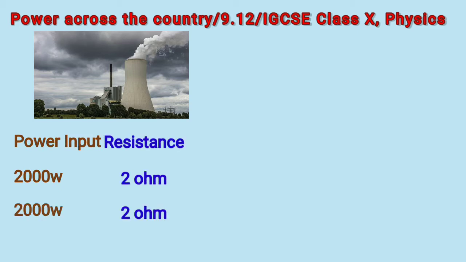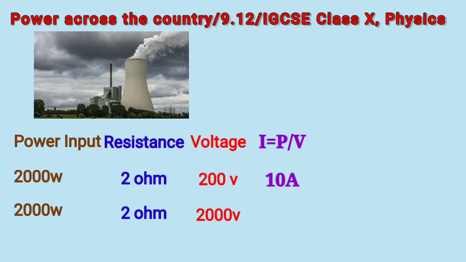Let's have a look at one example to see how power loss can be reduced. Let us have a look at two cables. Power input in both is 2000 watt. Resistance of both is 2 ohm. Voltage is different. One has a voltage of 200 volts and the other has 2000 volts. So the current passing will be 10 amperes in one and 1 ampere in the second.